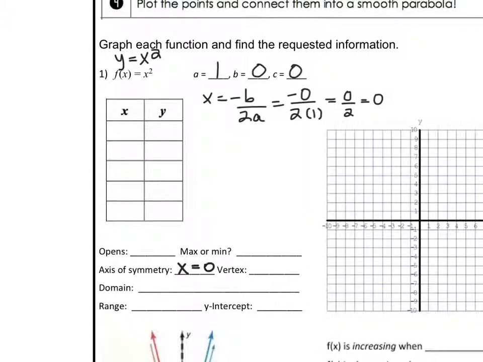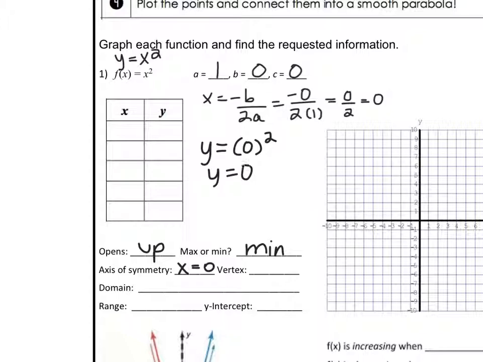A is positive, so does it open up or down? Up. And since it opens up, like a smiley face, will the vertex be a max or min? Min, at the bottom. Just like we did yesterday, now you need to take 0 and plug it into your equation to get y. You're replacing x with 0. Y equals 0 squared. What is 0 squared? 0.